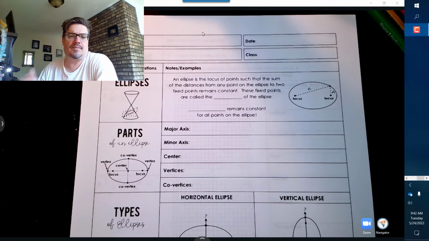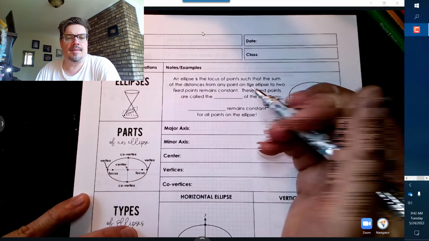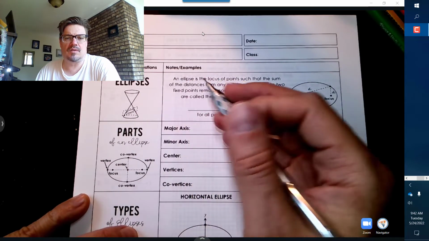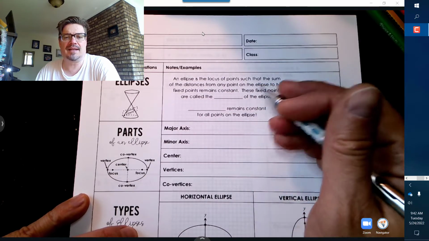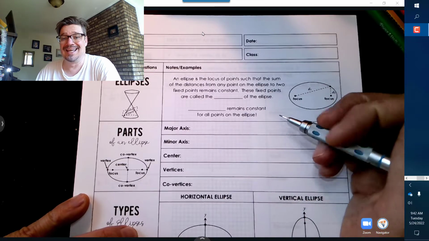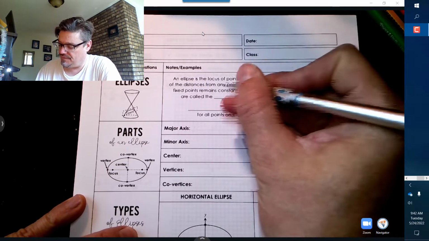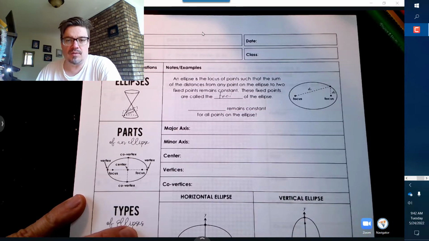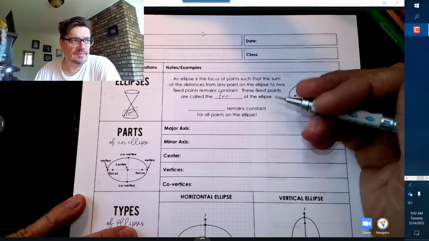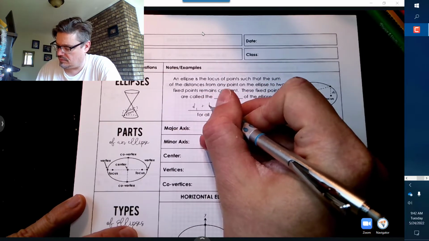But in ellipse, we kind of went through how if you slice the conic section, then you'll get an ellipse. But it's also the locus of points such that the sum of the distance from any point on the ellipse to two fixed points remains constant. So these fixed points are called the foci, or the focus. The foci is the plural of focus. So what happens is that this distance here, d1 plus d2, remains the same.